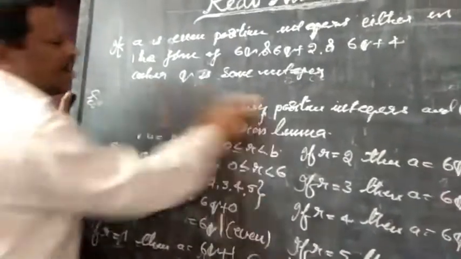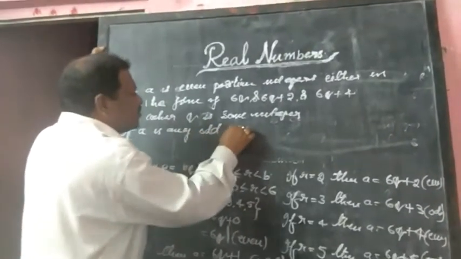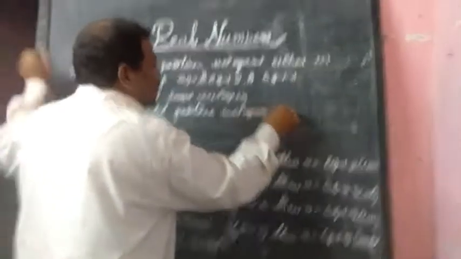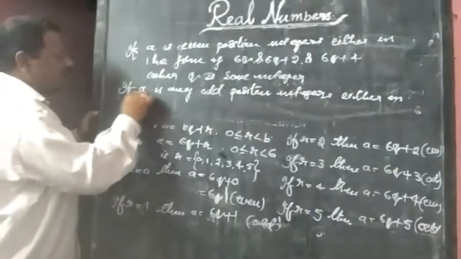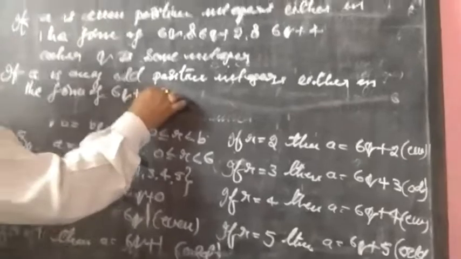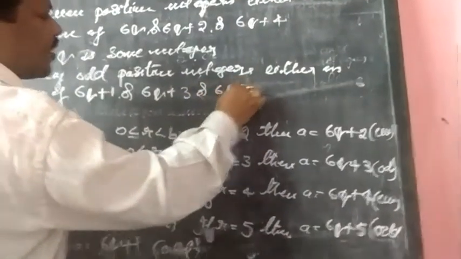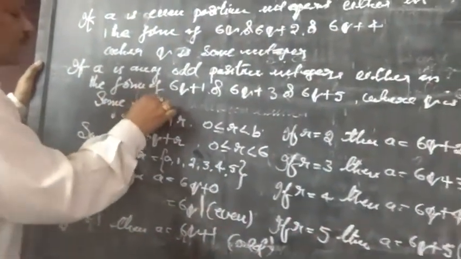Okay, next, another step also there. If a is any odd positive integer, it is either in the form of 6q plus 1, 6q plus 3, or 6q plus 5, where q is some integer. Okay, it is the required answer.